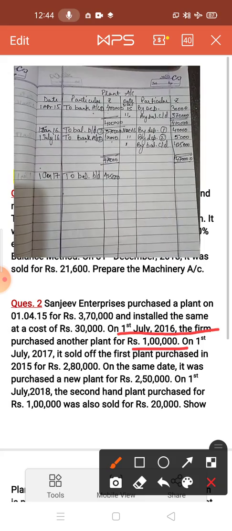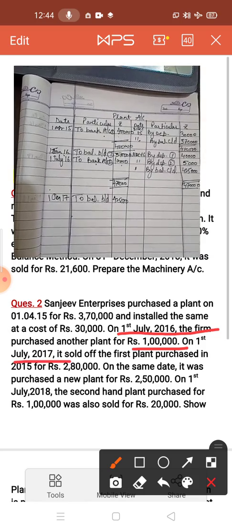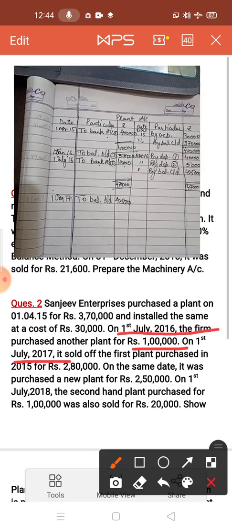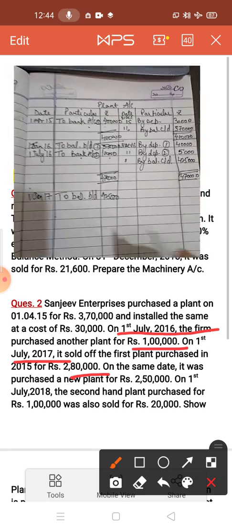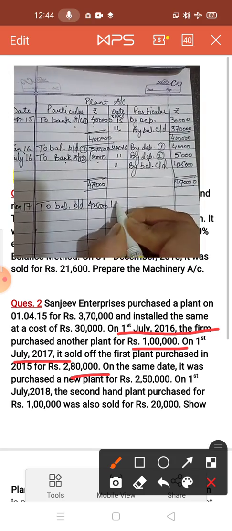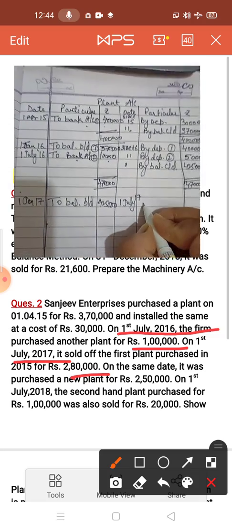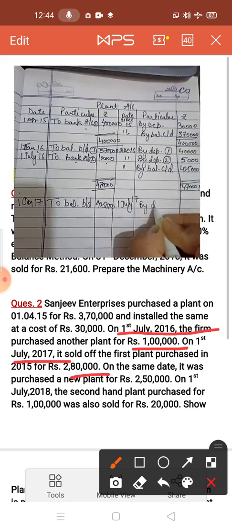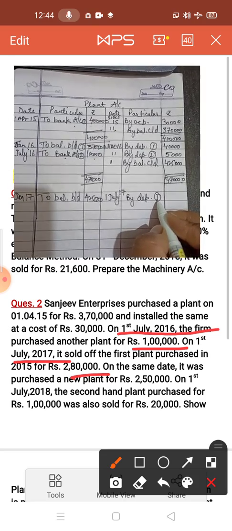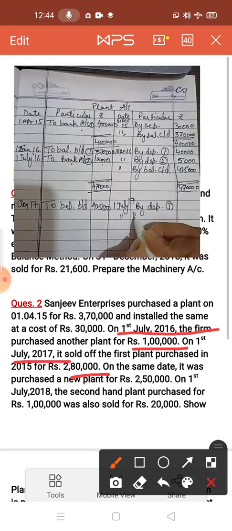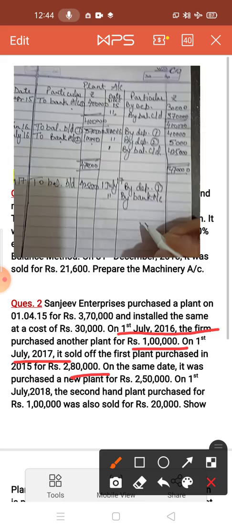Okay. Now this is the year 2017. Now see children, on 2017 July you have sold off the first plant for rupees 2,80,000. So on which date? On 1st July. So here you have to write down the date 1st July 2017. You have sold the plant. So first of all you have to charge the depreciation on the first plant. So here I have put the mark 1. Now on the similar date you have to write down by bank, because you have sold the plant. So you have to write down by bank.